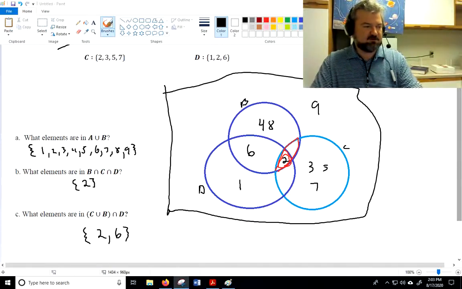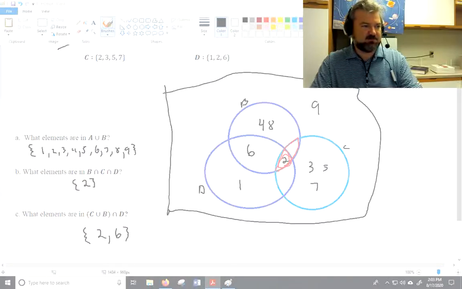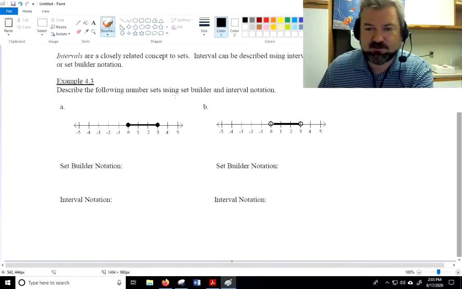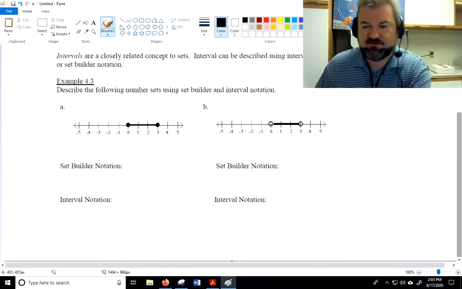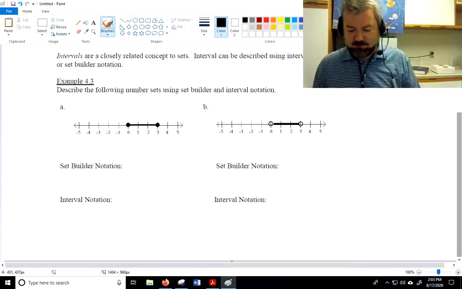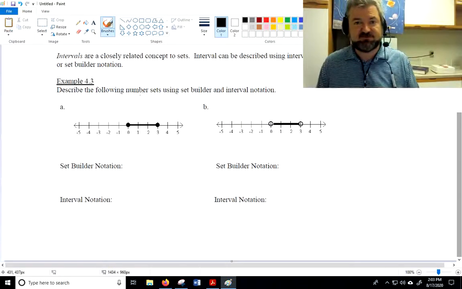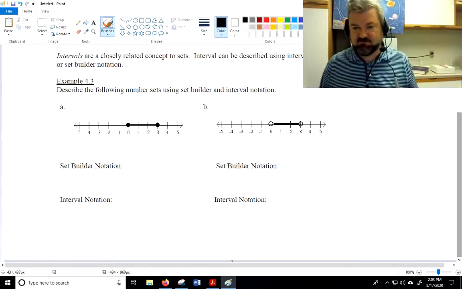Next, we're going to talk a little bit more about intervals. Describe the following number sets using set builder and interval notation. All right, so intervals are necessary to describe sets that have a cardinality that is infinite.